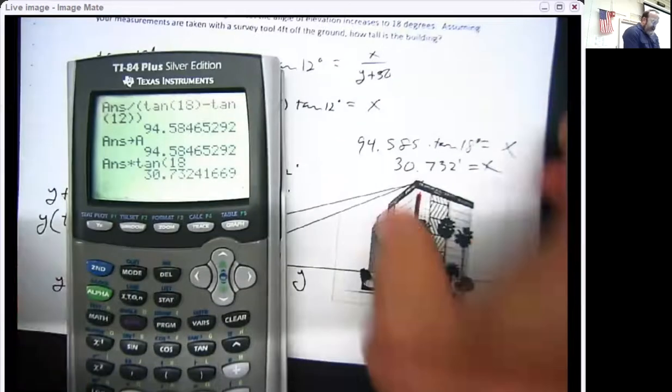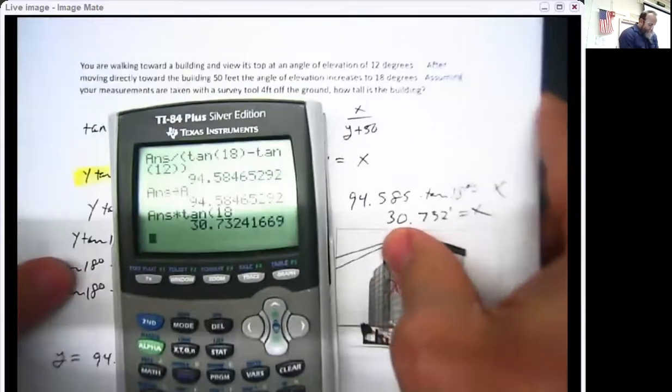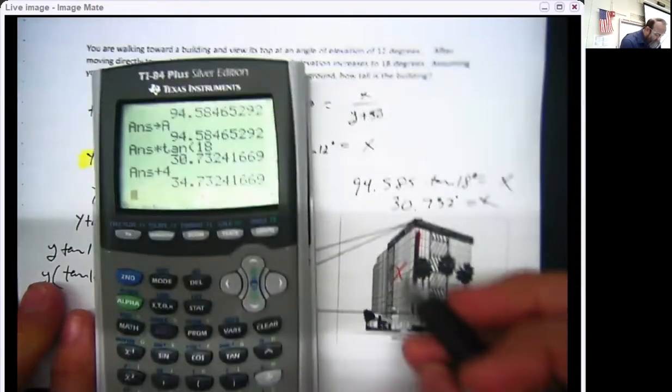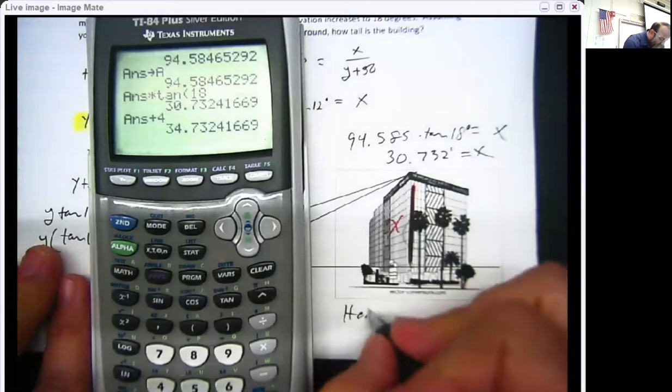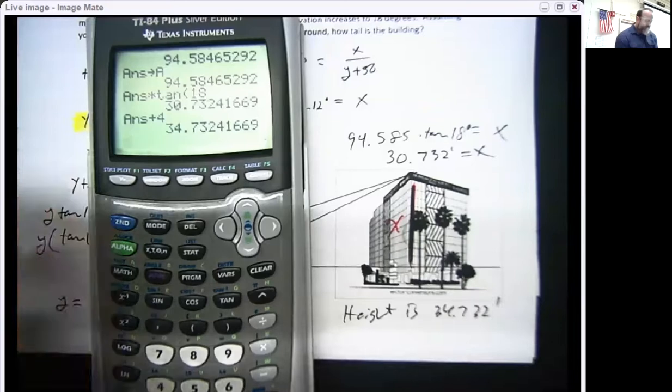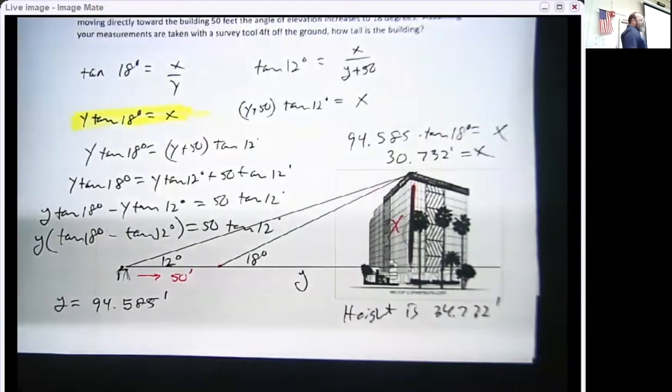Reread the problem and tell me what I forgot. Oh, because my surveyor didn't want to lay on the ground and put his eyeball on the pavement. That would be gross. He's going to put it up on the thing. So what do we have left to do? Add what? 4 feet to it. Oh, there we go. So the height of the building would be 34.732. So the height is 34.732 feet. Okay. And that's kind of the story.